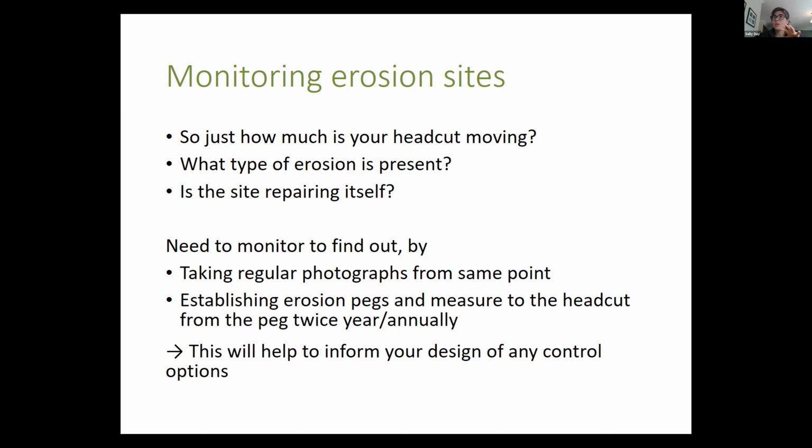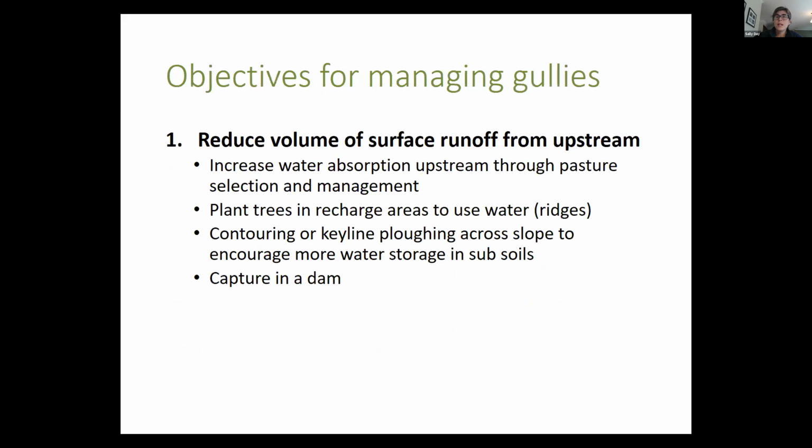So having a good look at the features after a rainfall event, do you get little pools of sediment or fresh material that's washing in behind logs? So there's little things to look at closely at those sites that will tell you whether the site is starting to repair and stabilise itself over time. And our landscapes do have great capacity for repair if we give them the right conditions to allow them to do it.